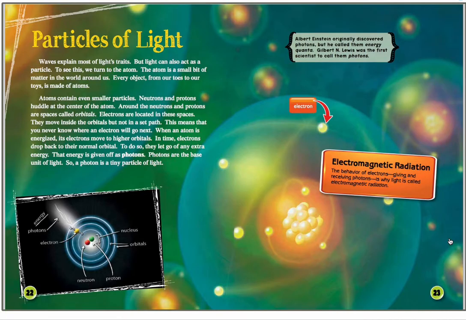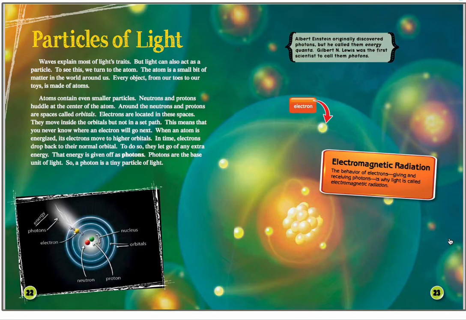Electrons are located in these spaces. They move inside the orbitals, but not in a set path. This means that you never know where an electron will go next. When an atom is energized, its electrons move to higher orbitals. In time, electrons drop back to their normal orbital. To do so, they let go of any extra energy. That energy is given off as photons.